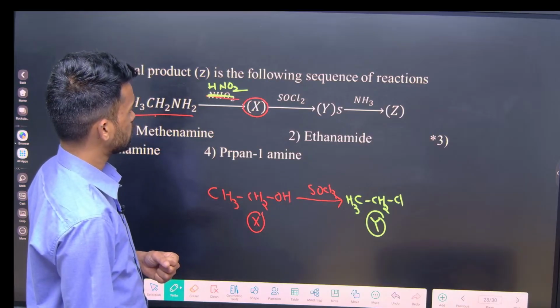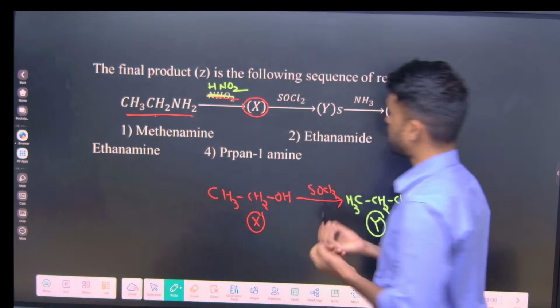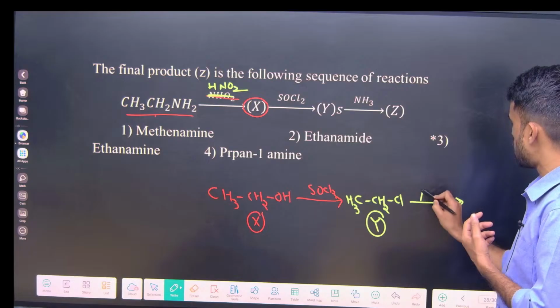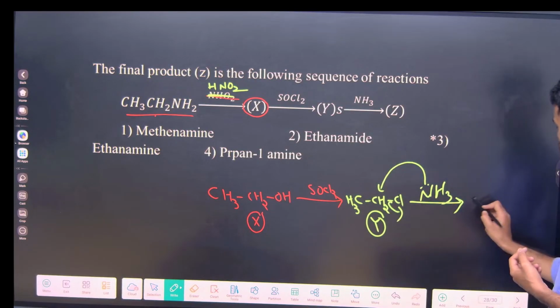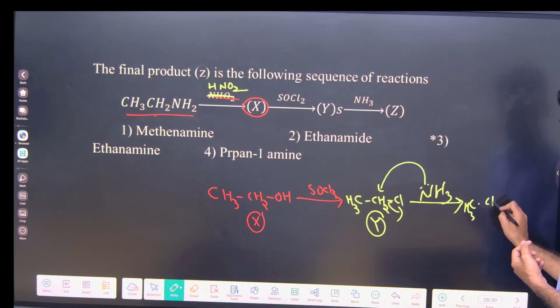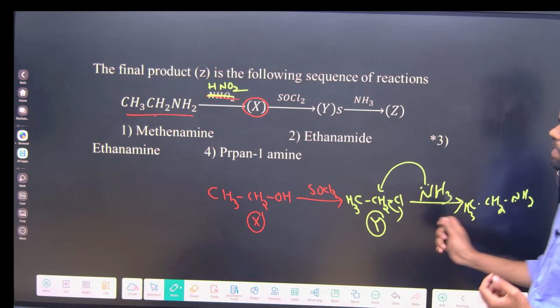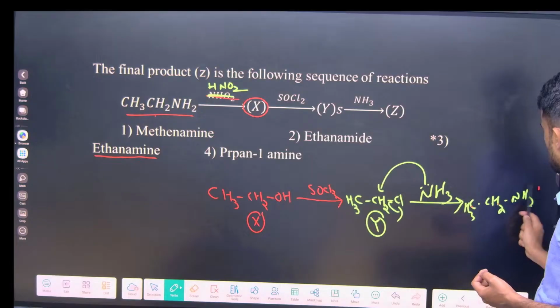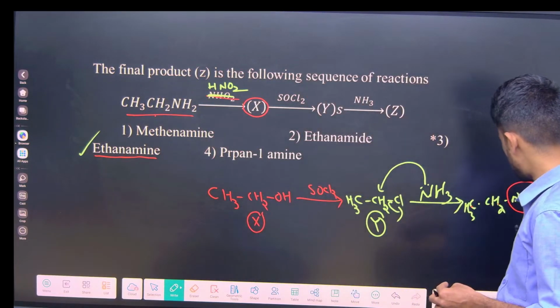Okay, so Y treated with ammonia. Again, what happens? Treated with ammonia, chlorine goes out. You are going to get CH3CH2NH2. So ethanamine is formed. See, 2 carbons are there, 1 nitrogen. So ethanamine is your answer for the question. Okay. Hope the discussion is clear.